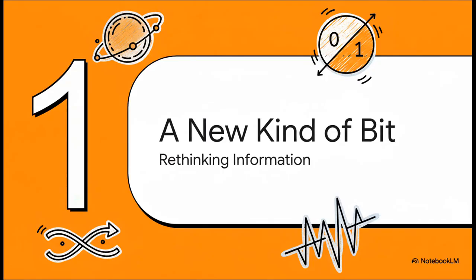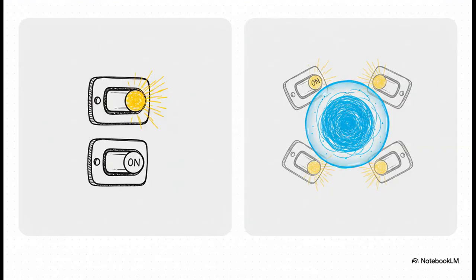To even begin to understand a quantum computer, you have to throw out your idea of the most basic piece of information, the bit. This really gets to the absolute core of it all. Every device you own, from your smartphone to your car, runs on classical bits. Just think of them as simple light switches. They're either off, which is a 0, or they're on, which is a 1. End of story. But a quantum bit, or what we call a qubit, well, that's a whole different beast. It can be a 0, it can be a 1, or, and this is the mind-bending part, it can be both at the exact same time.